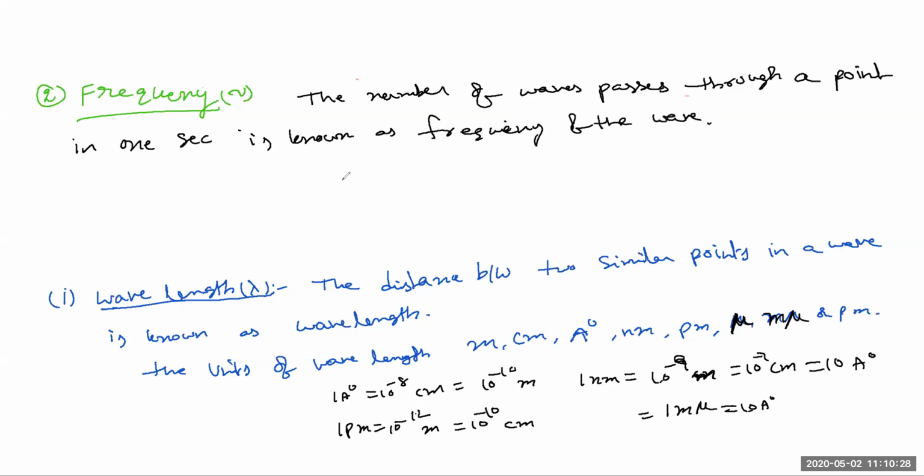Okay, what are the units? The units are cycles per second or hertz. A simple representation is Hz. 1 cycle per second is equal to 1 hertz. That's it.